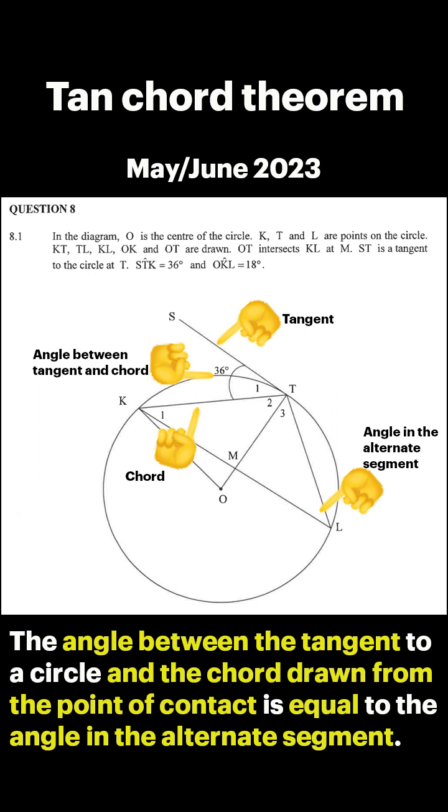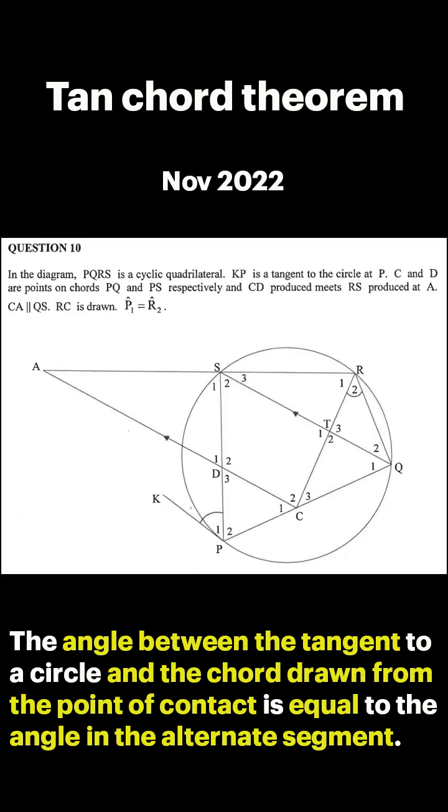So this is how the chord theorem looked in this diagram. Therefore, by the chord theorem, we can conclude that T1 is equal to L and they are both equal to 36 degrees.